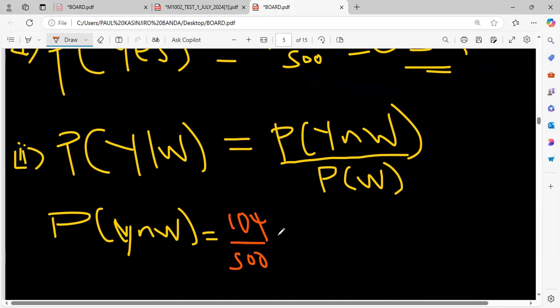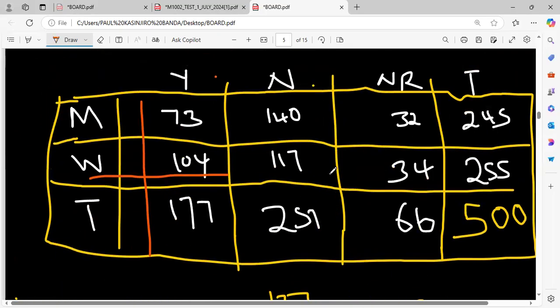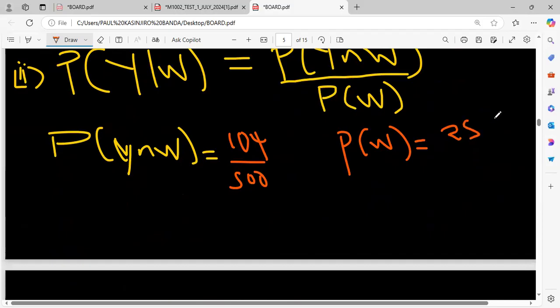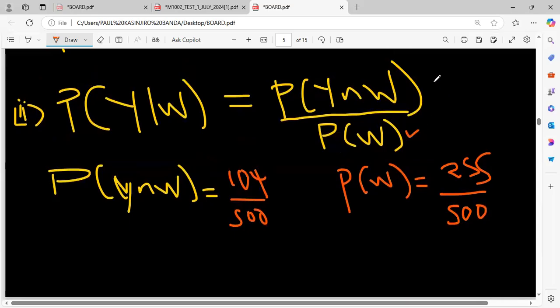If you want, you can punch this on your calculator to make it decimal, or you can leave it like that for the meantime. And then let's find the probability of woman. When you go on this table here, we want to get the total women in this survey, and then divide by the total number of people. So the total women will just go in this row for the women. So these are the total number of women. The probability of getting a woman will just be 255 divided by 500.